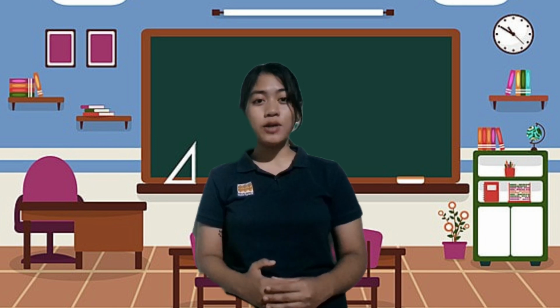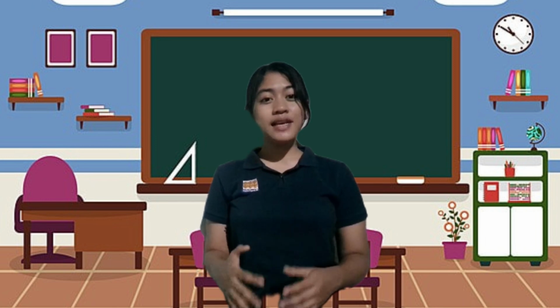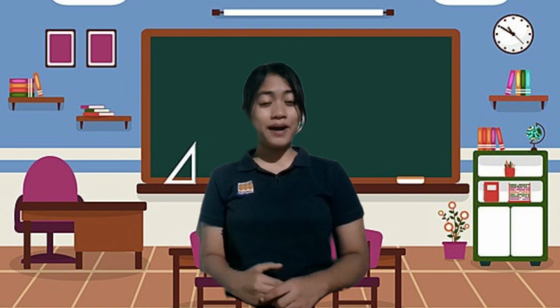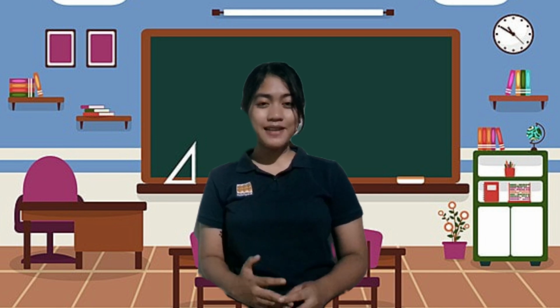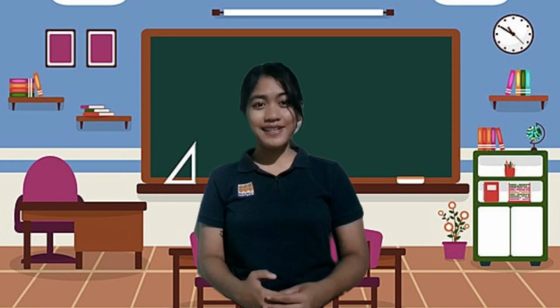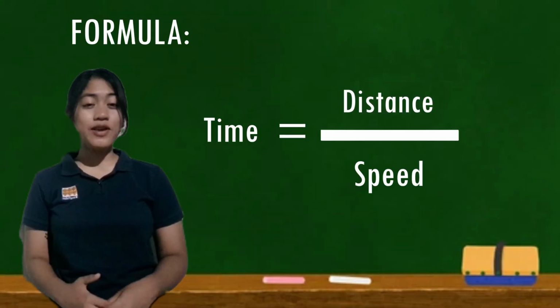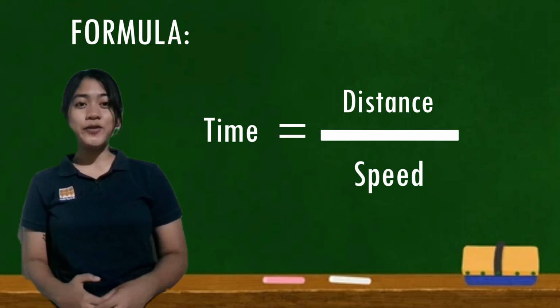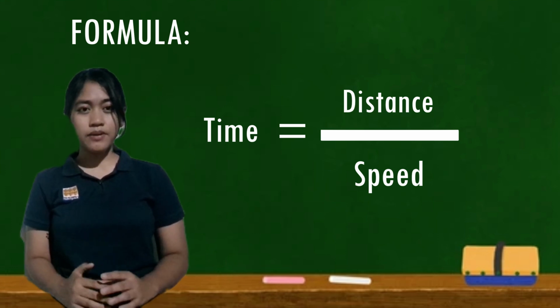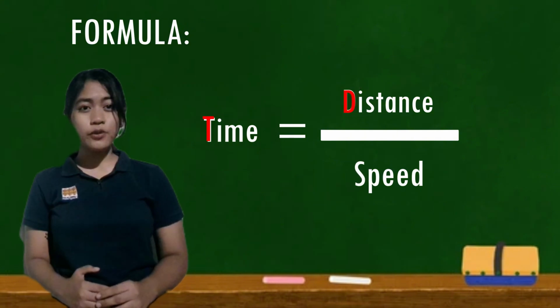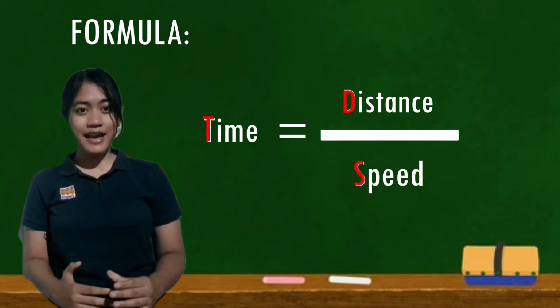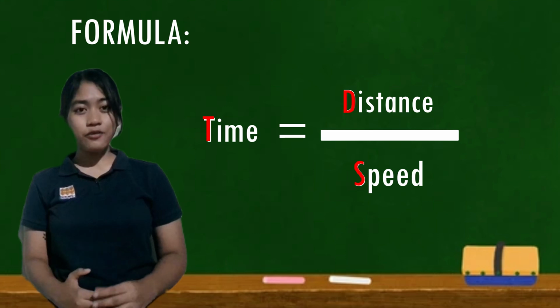Mahalaga ito sa pang-araw-araw na buhay dahil nagagamit natin ito sa iba't ibang mga bagay tulad ng paggawa ng mga schedule, pagsukat ng oras ng tamang pagising, at marami pang iba. Time has different units of measurement. It can be by hour, minutes, and seconds. To solve for time, we just have to divide distance by the speed. Kaya nga as we have said earlier, time is connected to distance and speed. So just remember the formula T equals D over S, wherein D represents the distance, S for speed, and of course, T for time.